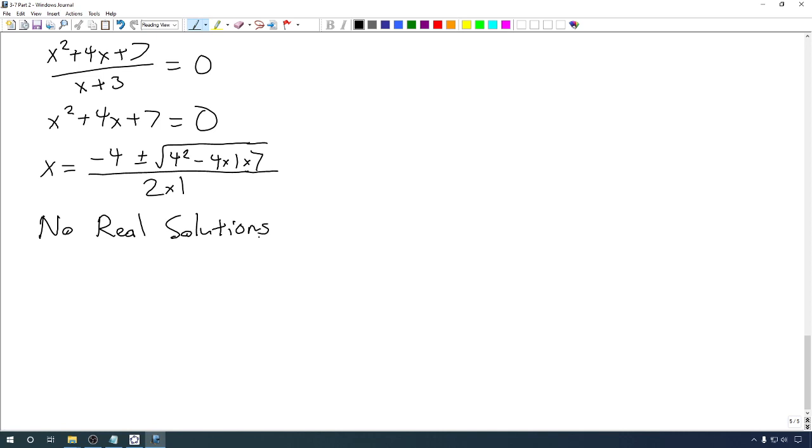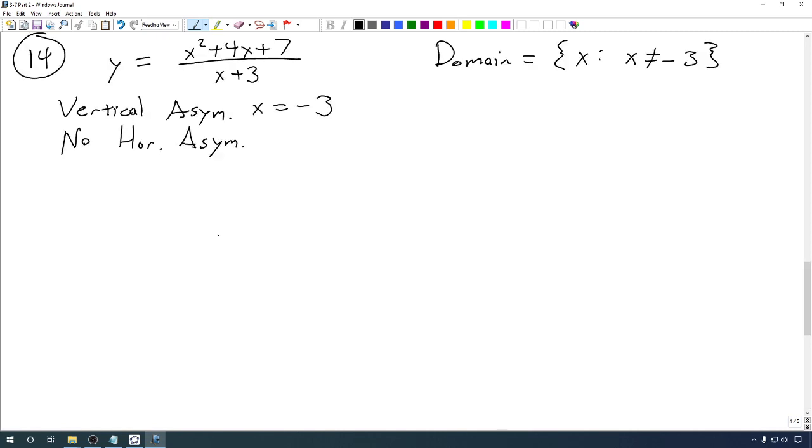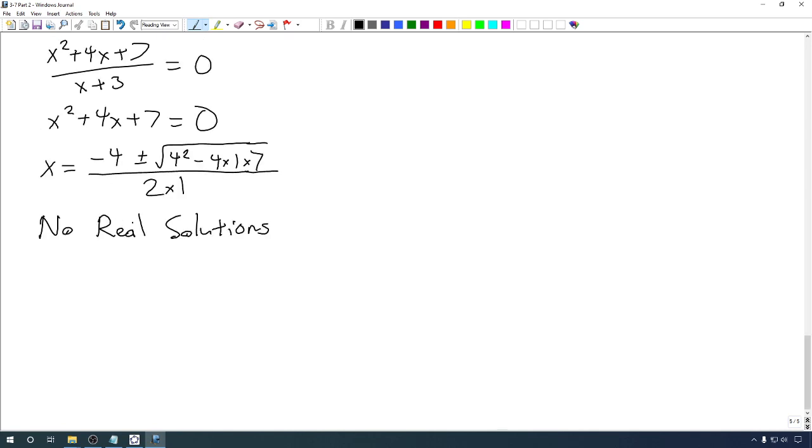No wonder you can't factor it. There is nothing to factor here. So we do not get anything for our number line based off of setting this equal to 0. Of course, we do need to include our discontinuity. We still need to include this negative 3. So this is for y. We still need to include that negative 3. We still go ahead and put in some test points.